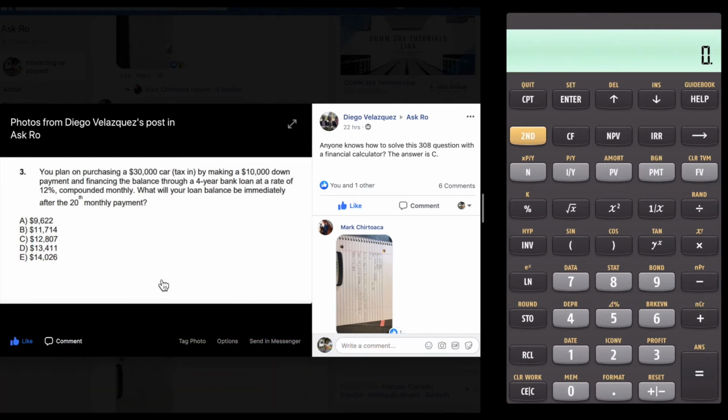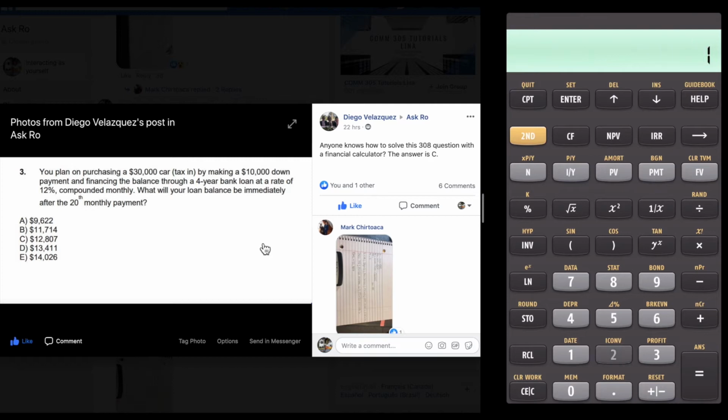We're now going to press 20,000 followed by PV, and that's simply because in this case we're buying a car tax-in with a price tag of 30,000, but we're making a down payment of 10,000. And so what that means is that we're only borrowing 20,000. So 20,000 should be our PV, the present value of our loan.